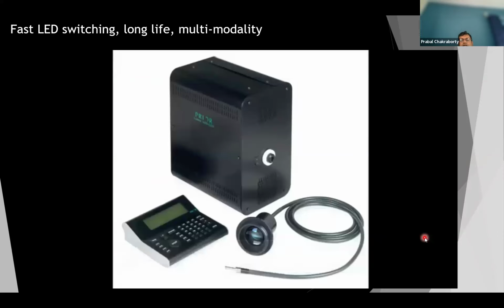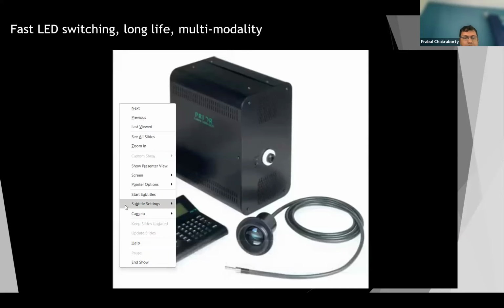Now, this is just one video to show you how advanced the light source has become for fluorescence microscopy. This is a small example of a light source which has 16 different LEDs with different wavelengths, which can give you different wavelength ranges for excitation. And you can switch the LEDs very fast so that you can do very fast imaging. So if I play the video, let me go back again.